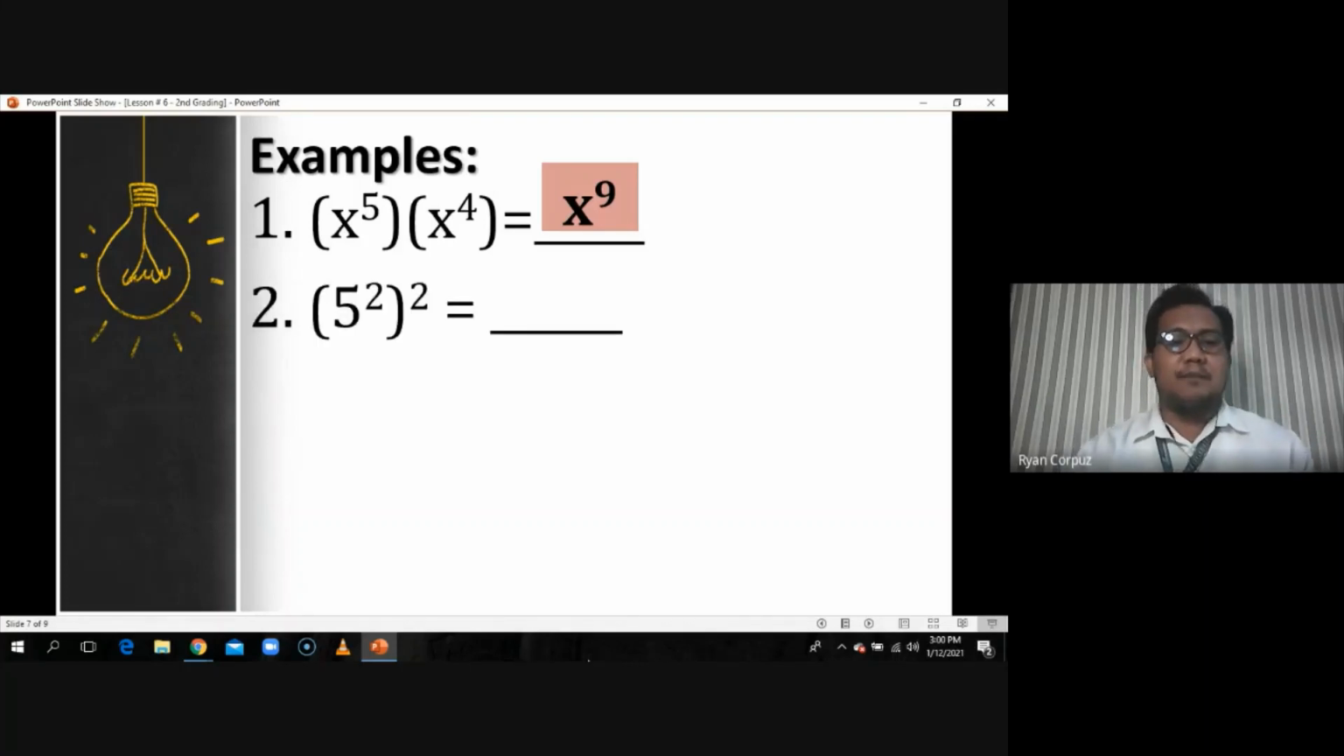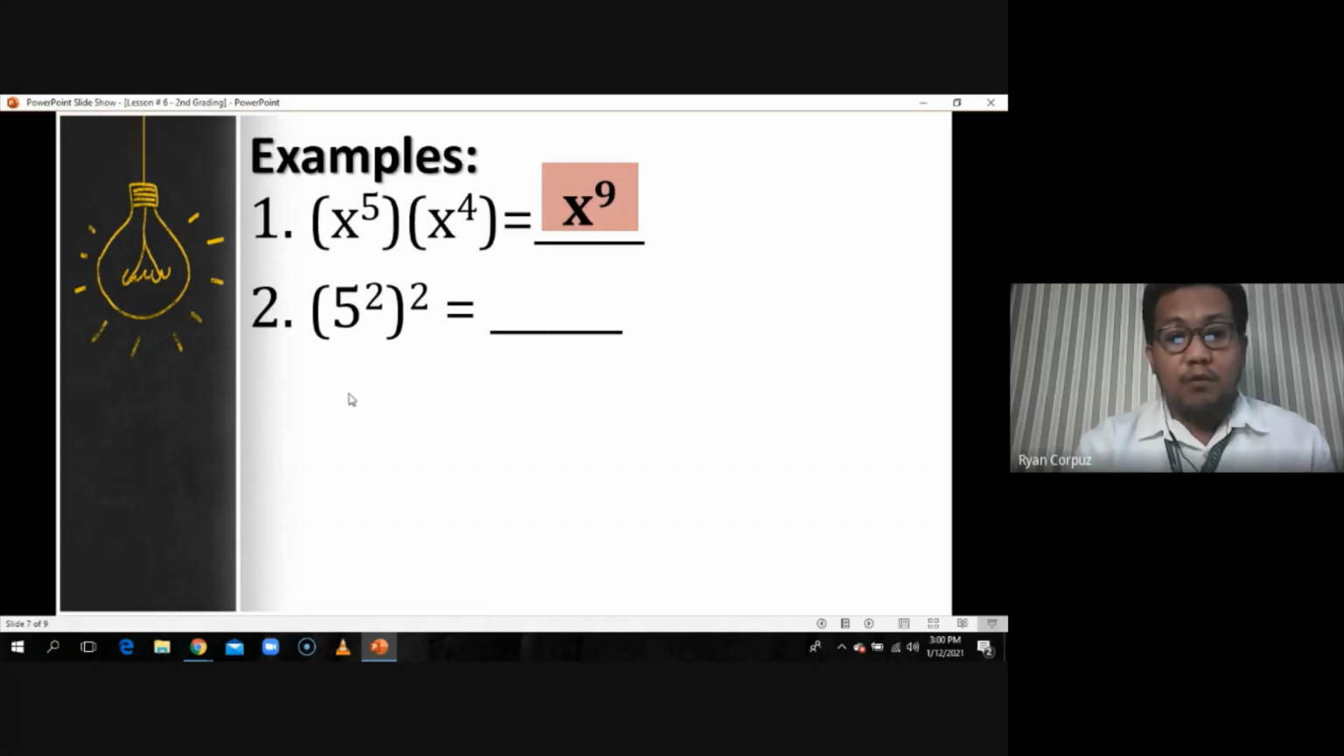Let's have example number 2. This time we have a given term that was raised to an exponent and raised again to another exponent. The given is 5 raised to 2, quantity raised to 2. What are we going to do to simplify it? In this example, the law of exponent that we are going to apply is the power rule.